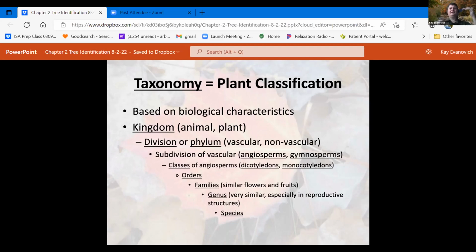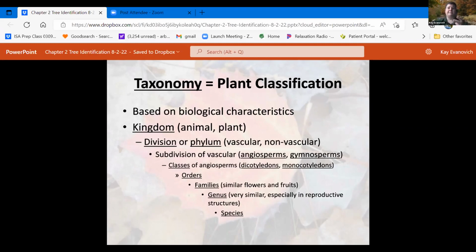You learned about your kingdom and your division or phylum. Well, kingdom is animal or plant. It's one or the other, right? And then you have phylum. Your book is going to call it phylum, but division also means the same thing. And under that phylum, you have vascular and non-vascular types of plants. Below that, you have a subdivision of vascular, under which they can fall into angiosperms or gymnosperms. What are those? Well, we'll go over that in a minute. Underneath that, you have classes of those angiosperms, and they can break out further into dicotyledons and monocotyledons, right? Underneath that, it becomes an order.